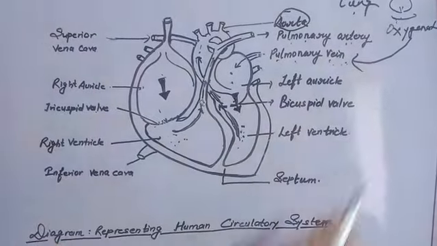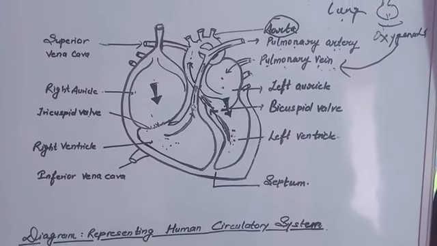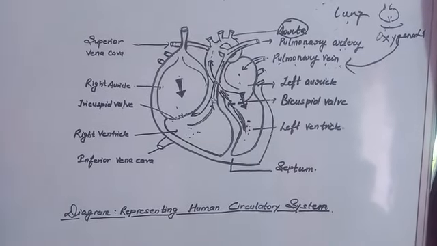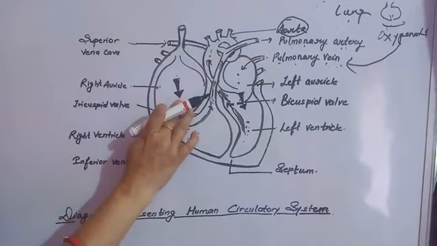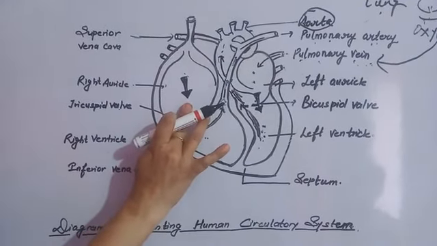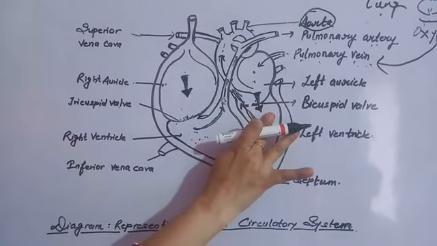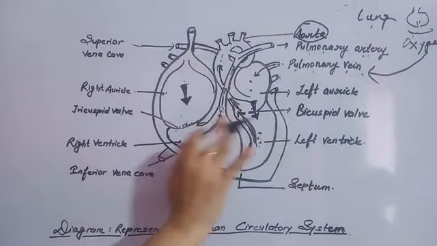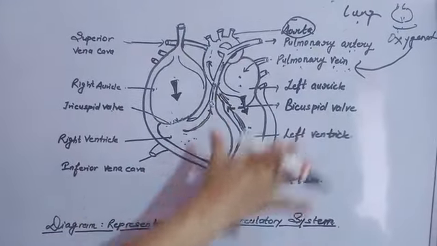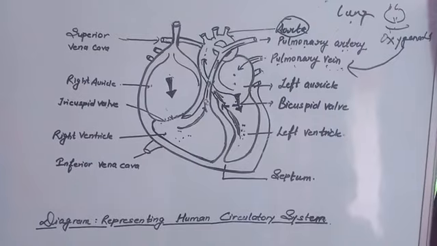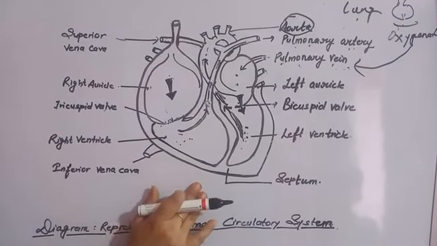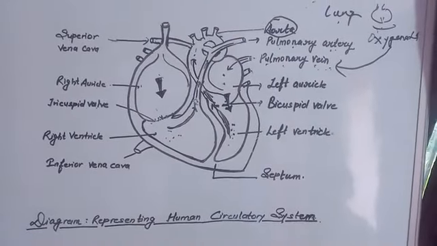So this cycle goes on, and this is why it is known as double circulation. Why double circulation? Here the deoxygenated blood is circulating, and here the oxygenated blood is circulating. Two kinds of circulation are happening in a single way. That's why this is known as double circulation of blood. So this is very simple.